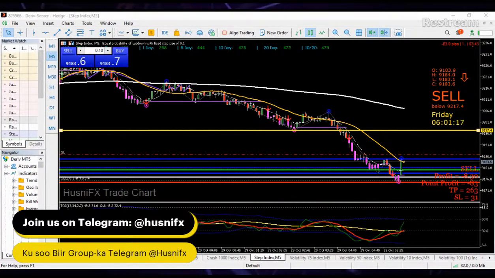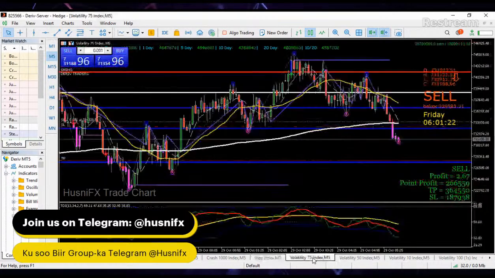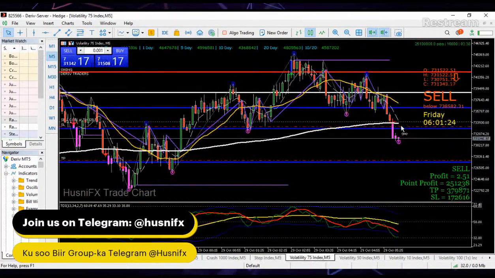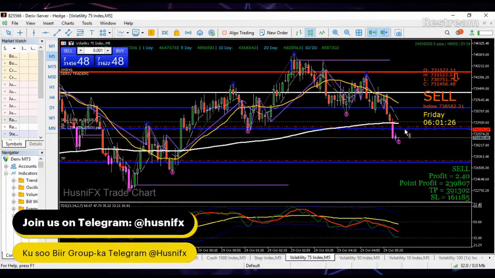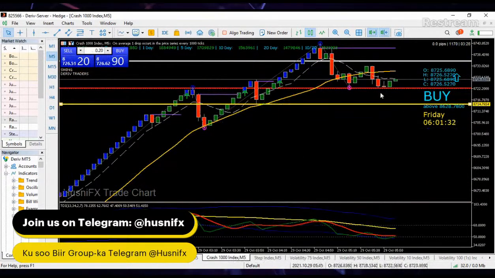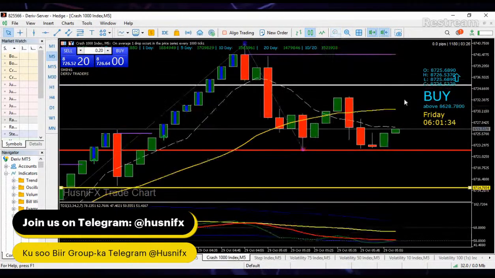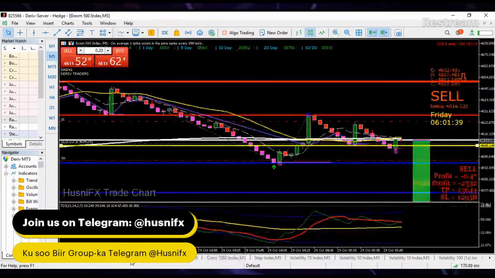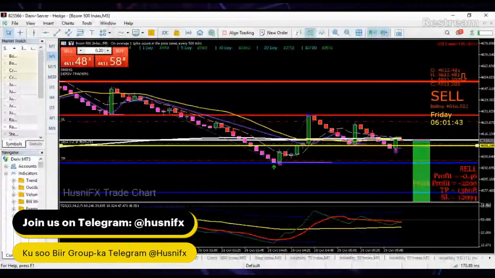Yeah, Step Index is still on rejection, but we know that VIX is still drawing. You can see that it's not spiking yet. Until price comes below this red line, we should not sell it. And this one is Boom 500. You can see that it has its bucket low, and this is a pullback.